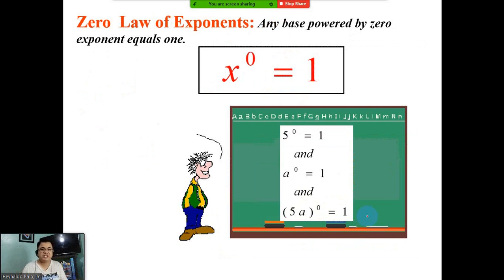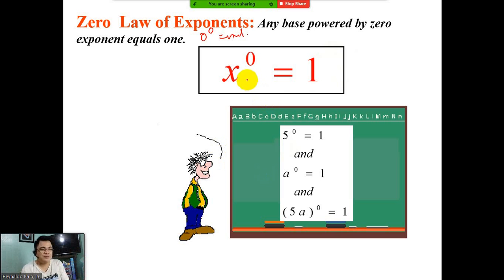So let's have the zero law of exponents. Any base powered by a 0 exponent equals 1, except if you are going to raise 0 to 0. This is undefined. This is the only limit. So x raised to the 0 power is 1. Take note, if your parent is a mathematics teacher and she gave you 1,000 pesos, but she put 0 as the exponent there, it's only equivalent to 1 peso. So you have to check for that.